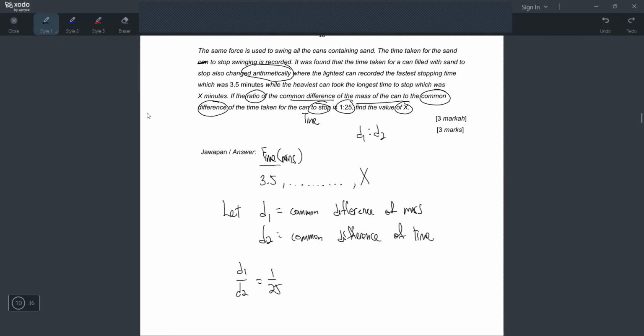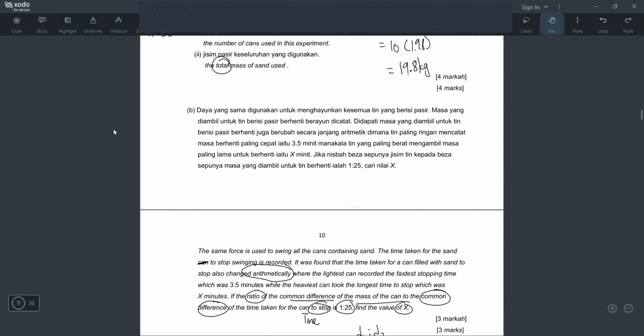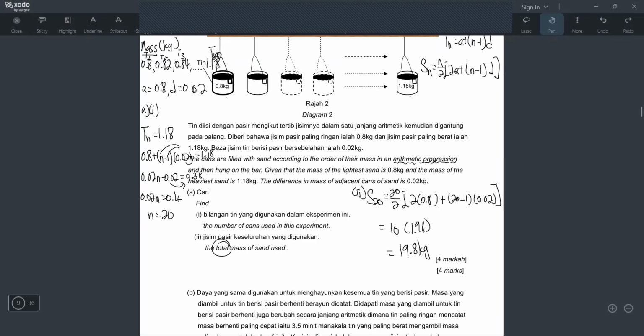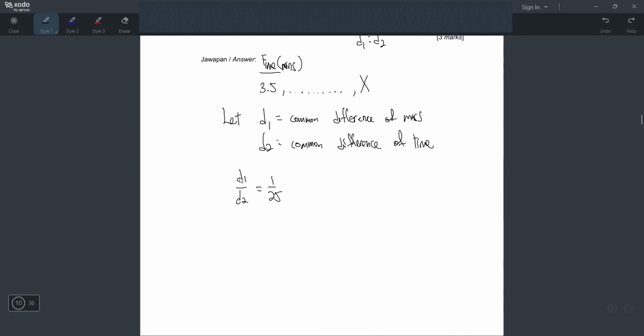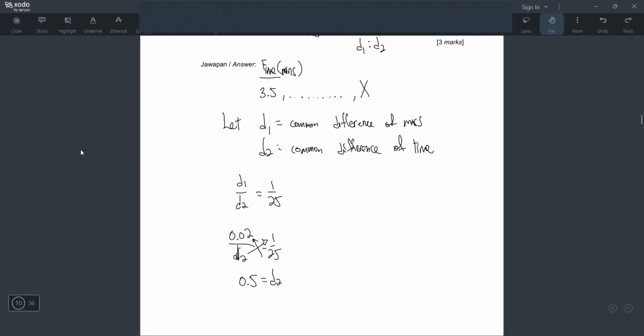And we already have the common difference of mass because the first progression is mass, right? And the common difference is 0.02. So I will substitute the 0.02 inside the D1, which is here, right? And then I'll write like this, equals to 1/25. So now I can cross multiply, darab silang, I will get my D2, which is 0.02 times 25 lah. Okay, my calculator give me 0.5. It means my D is 0.5.